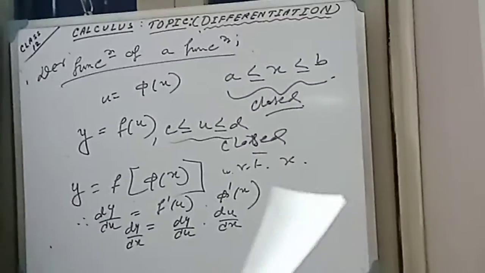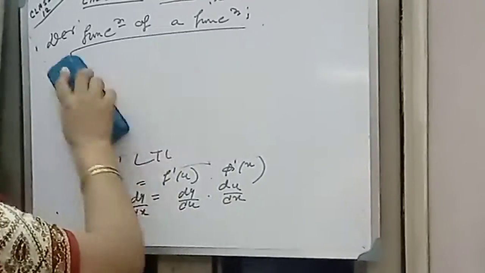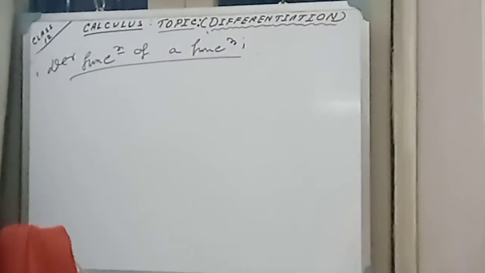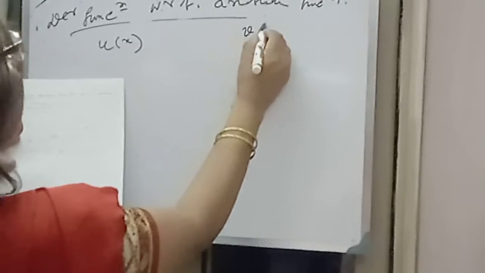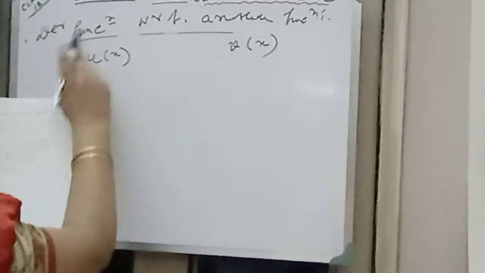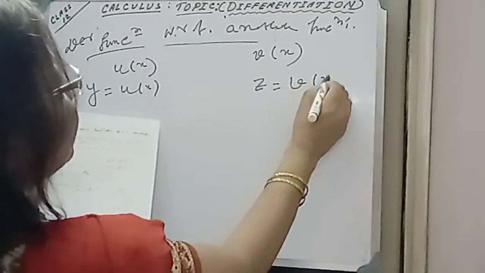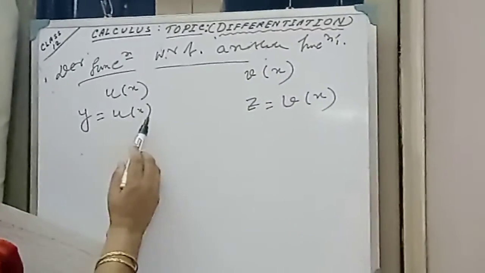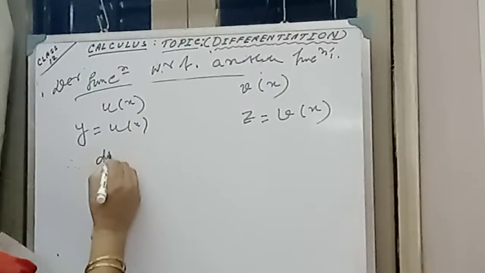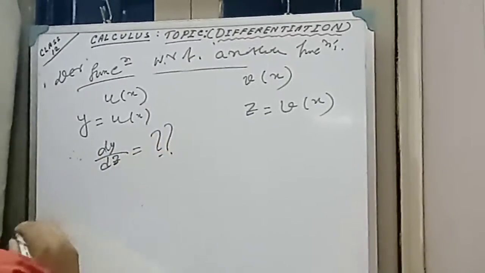Next, derivative of one function with respect to another function. How to do it? That means, say, there are two functions, one is u(x), another is v(x). We are to find the derivative of the function u(x) with respect to v(x). How to do it? Let y is equal to u(x) and let z is equal to v(x). Since we are to find the derivative of u(x) with respect to v(x), and we have taken y equal to u(x) and z equal to v(x), that means we actually have to find dy/dz.